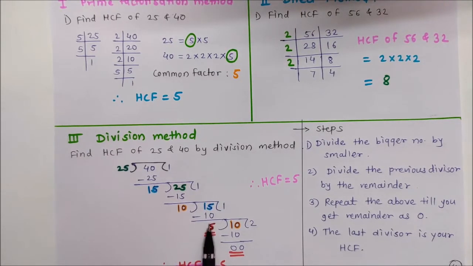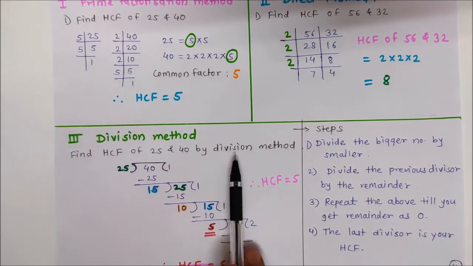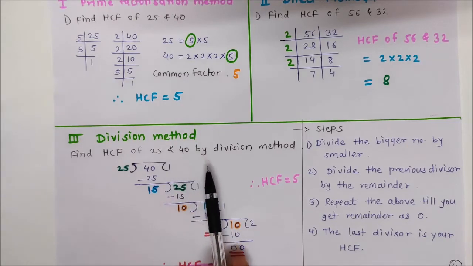Here 5 is the remainder and 10 is the previous divisor. So 10 divided by 5. 5 2s are 10. 10 minus 10, 0 is the remainder. Repeat the same process till we get the remainder as 0. So the last divisor is always the HCF of the given numbers. Here the last divisor is 5. That's why 5 is the HCF of the numbers 25 and 40.